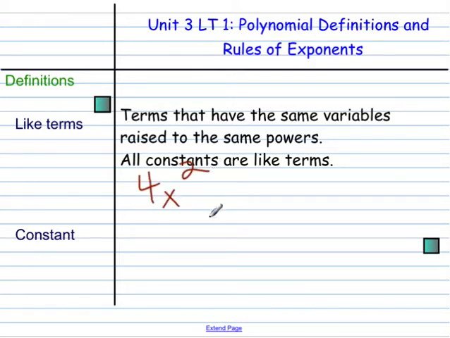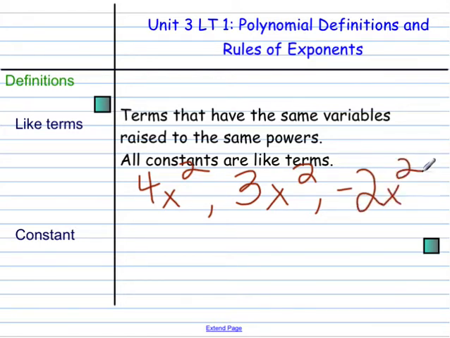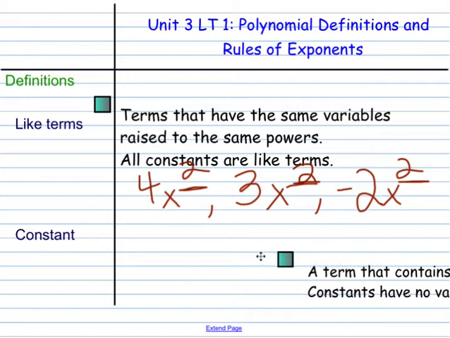So what's another example of a like term? Well, that would be 3x squared. That's a like term. Negative 2x squared. That's a like term. The coefficients can change, but the biggest thing is that all of those exponents are the same. Okay? Next, let's take a look at a constant.